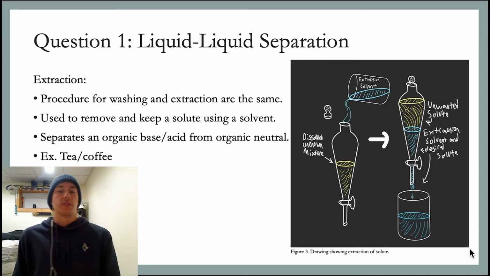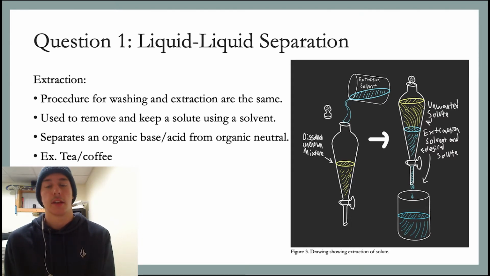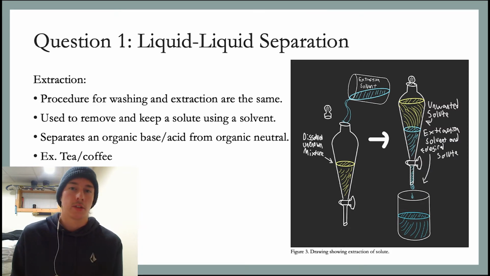In an extraction, it's the same procedure of adding a solvent, mixing in the separatory funnel, and then removing the solvent, but in this case, you're using the extraction solvent to remove a desired solute from the dissolved mixture, and you're leaving the unwanted solutes behind. So it's the opposite of washing in a sense. It's most commonly used to separate an organic base or an organic acid from an organic neutral by dissolving the base or the acid in an aqueous layer and leaving the neutral in an organic solvent. This way you could isolate each solute.